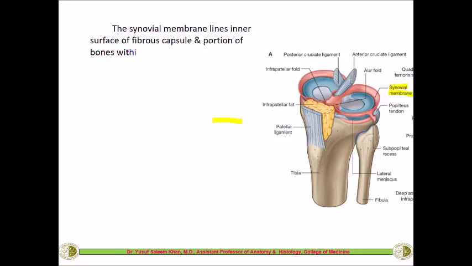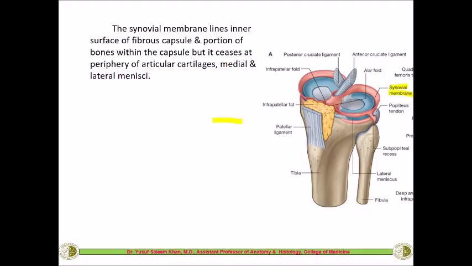The first thing is the synovial membrane itself. As I said, like all synovial joints, this is also lined by a synovial membrane. Within the cavity of this knee joint, from outside we have the fibrous capsule, and the inside surface of the fibrous capsule will be lined by the synovial membrane everywhere except at the articular surfaces. This is the synovial membrane. It covers the whole of the knee joint as well as the spaces, but it doesn't go over the articular surface because that is lined by articular cartilage. So it ceases at the periphery of the articular cartilage.